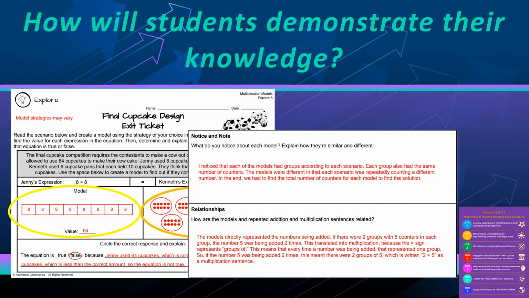MTR 5, use patterns and structure to help understand and connect mathematical concepts. Here we can see an overarching connection from simply modeling and finding the products, then to justifying why they have selected a specific answer, and then comparing, contrasting, and connecting.